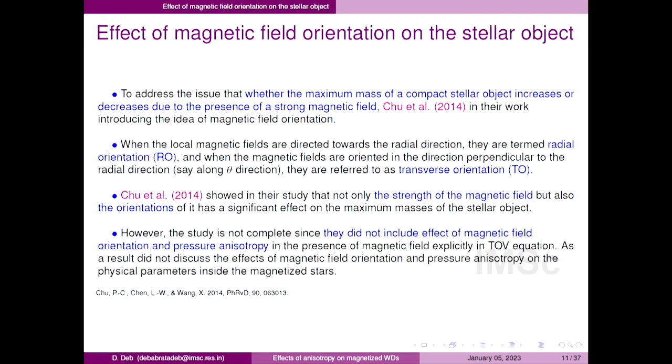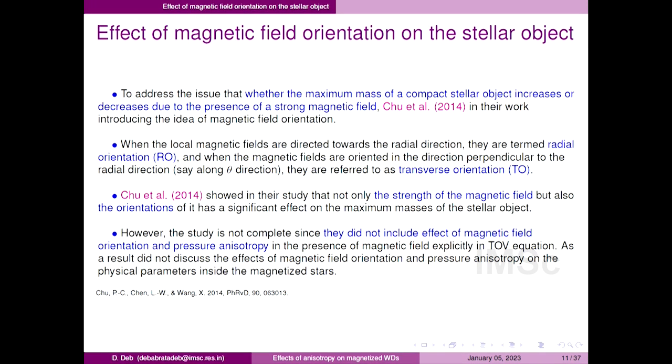It has been shown that using the orientation of the magnetic field, it can be determined whether the maximum mass of the compact star is rising or decreasing. By magnetic field orientation, they mean that when the magnetic field is along the radial direction, it is radially oriented, and when it is along the transverse direction, it is transversely oriented.